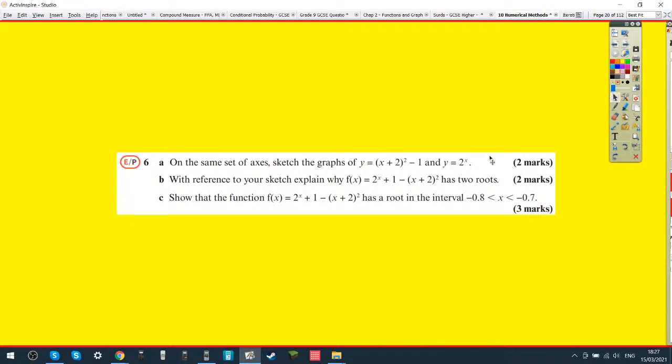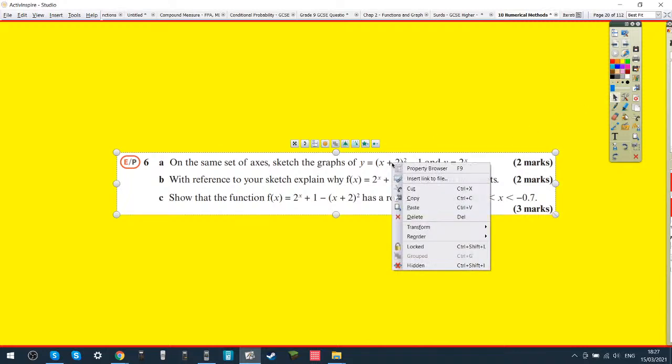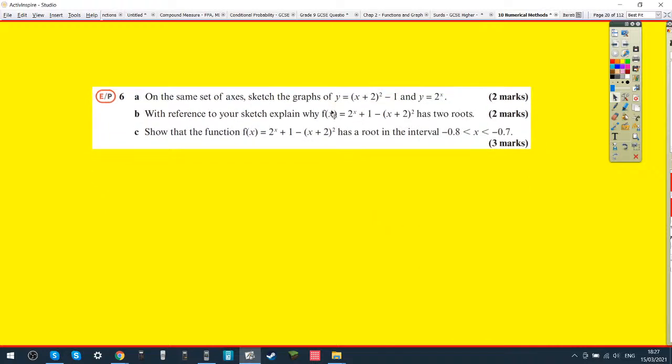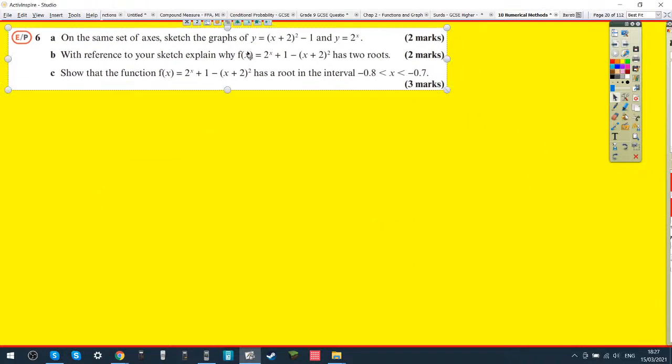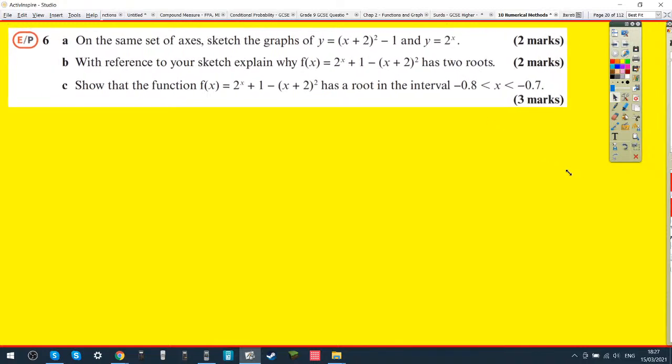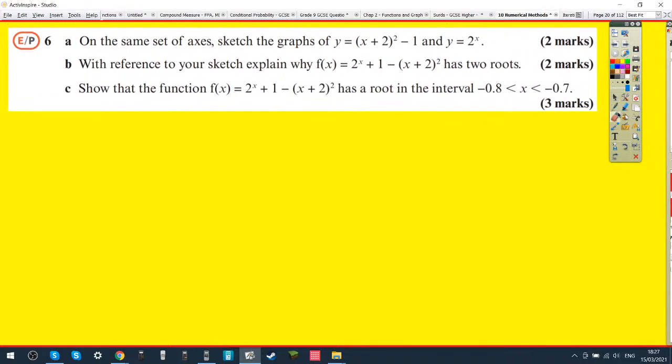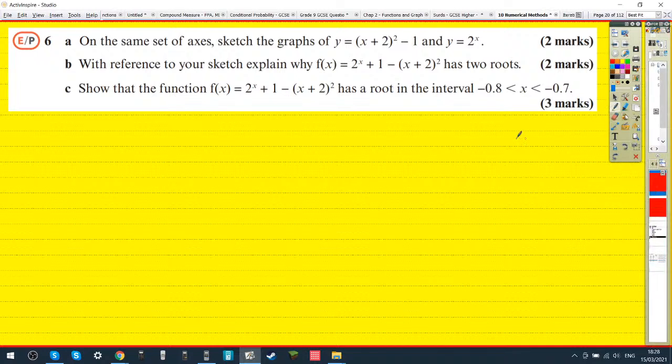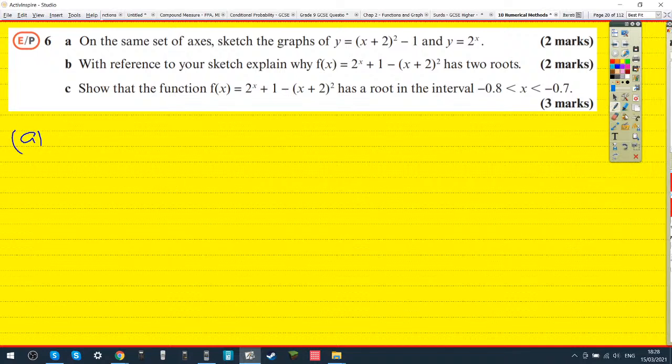Let me see this one. On the same axes, sketch those two so your calculator can sketch them. With reference to your sketch, y has 2 roots. Okay, why would I have 2 roots? Because it goes through the x-axis twice.